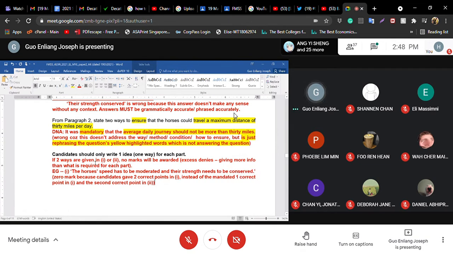But if you give 2 ways in part 1, for example, you write the horse's speed needs to be moderated and the strength needs to be conserved in part 1, it is wrong because of excess denies. You are giving more info than what is required. Cambridge is increasingly coming out with this type of question because they want to see whether you can distinguish one point from another point. That is the key thing.